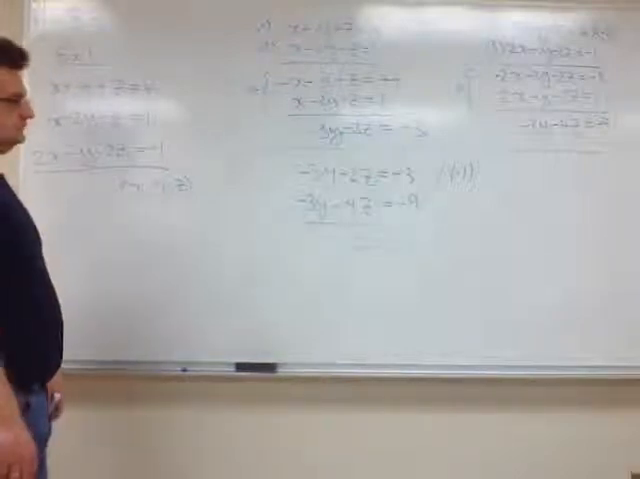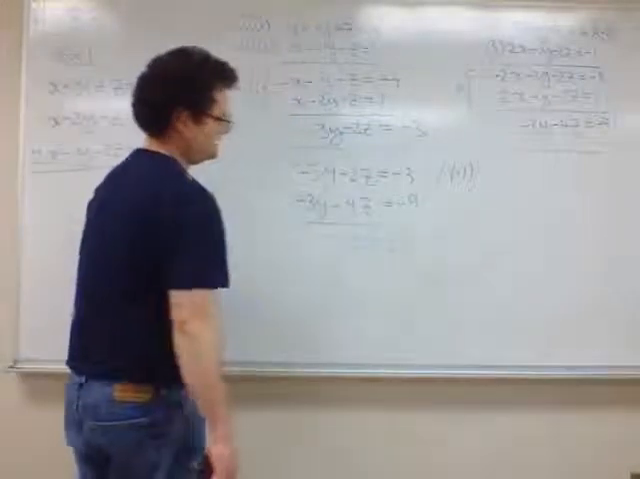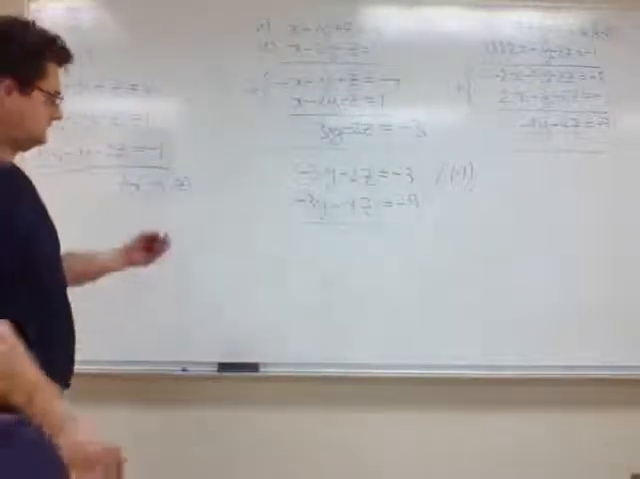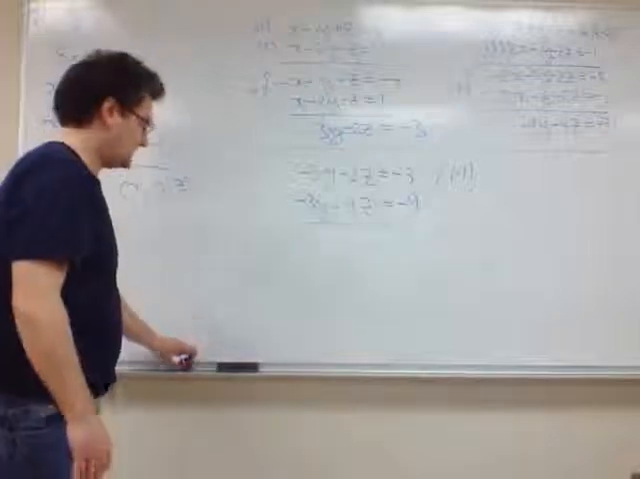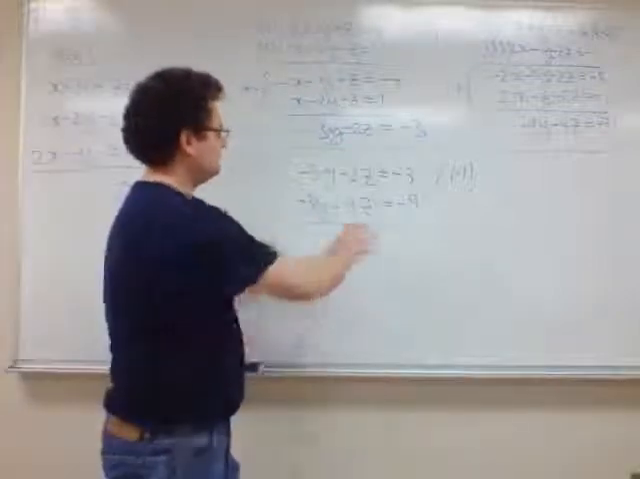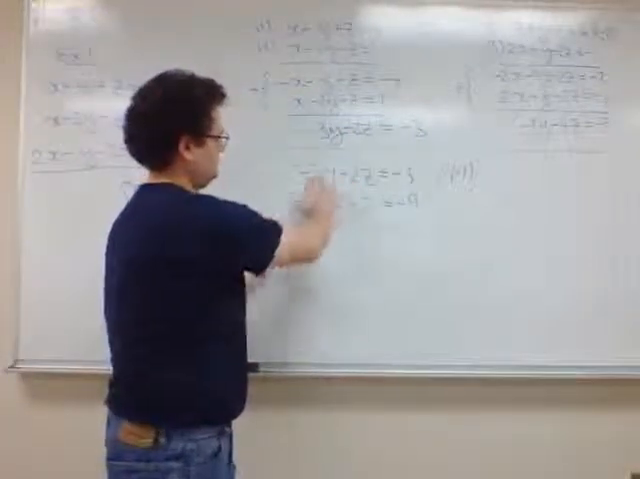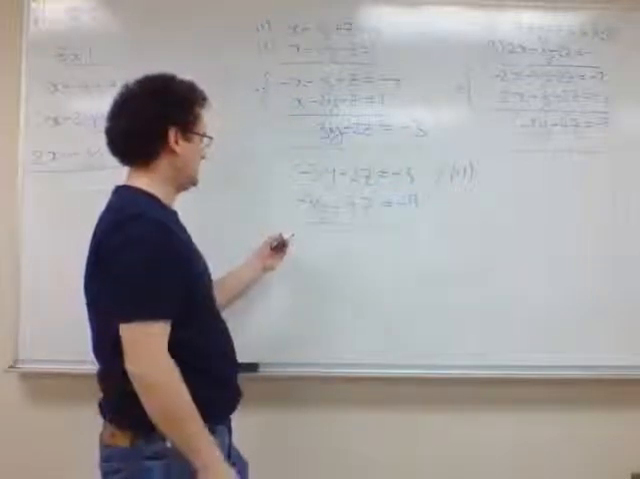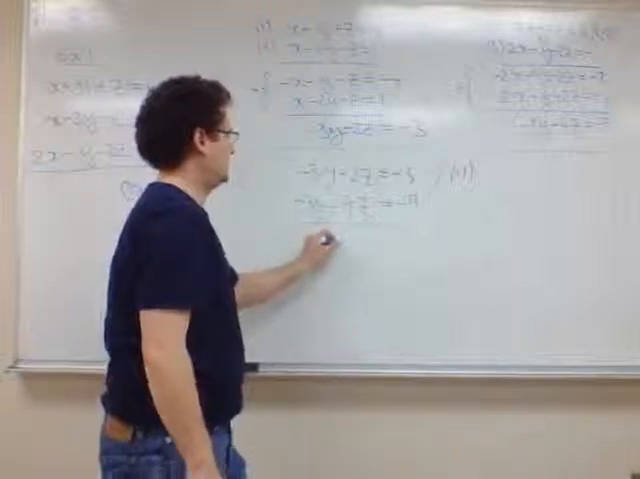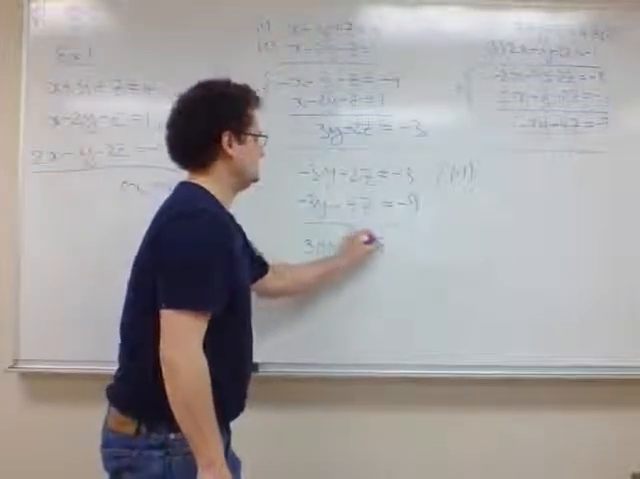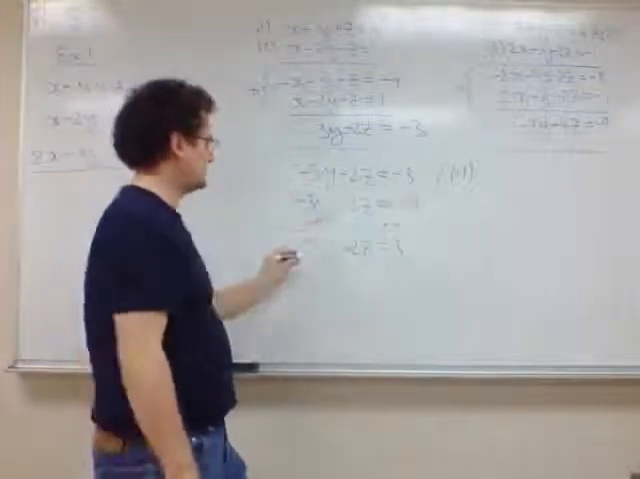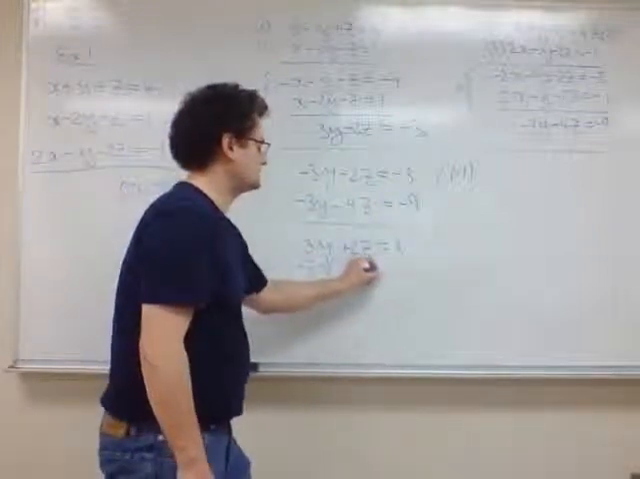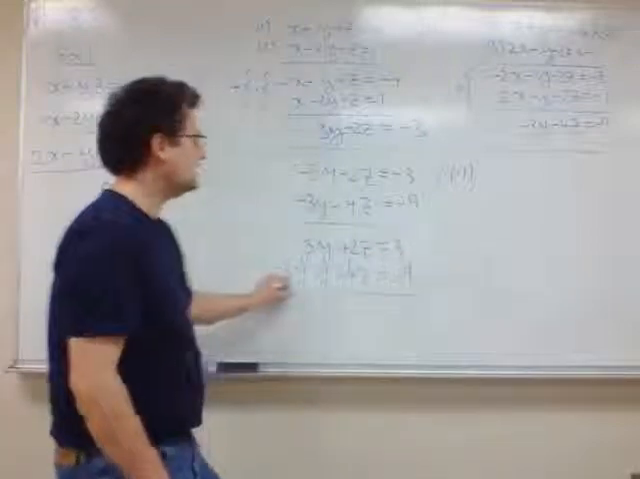Okay. Since this is the first example, let me not rush. I will just write what we get instead of the first equation when we multiply by negative 1. So we get 3y plus 2z equals 3, and we just copied the second equation, so minus 3y minus 4z equals negative 9. And now we add up.